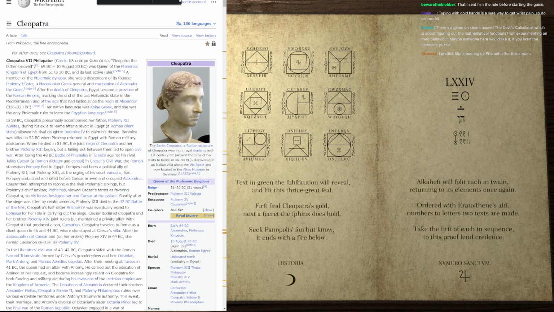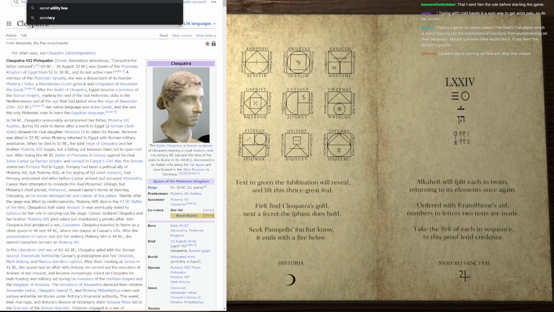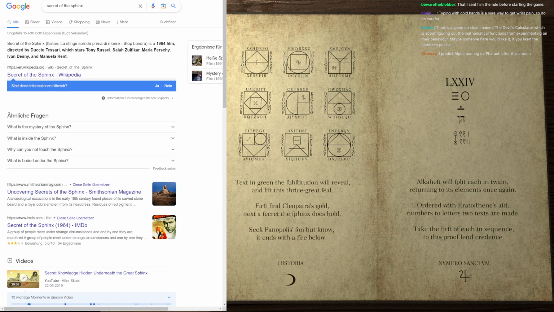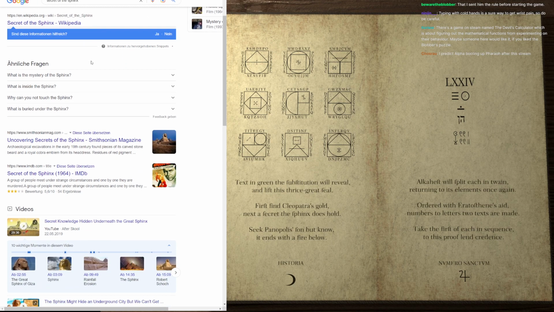A secret the Sphinx holds. I don't think Secret of the Sphinx is gonna give me much, but we can try. Yeah, that's a film.